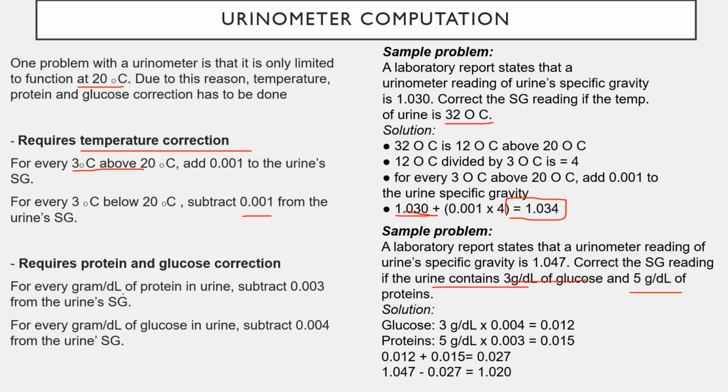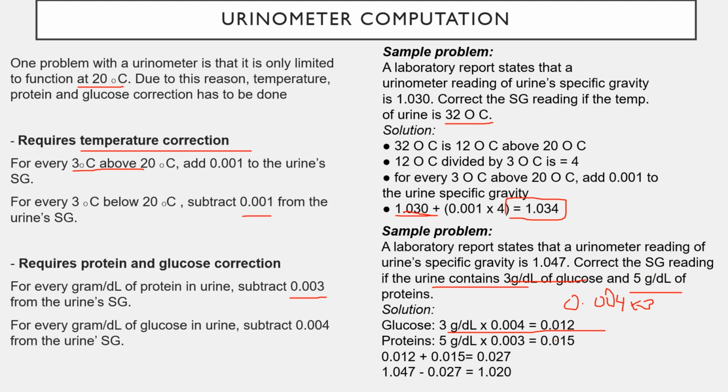So pakitandaan class, again, if there's 1 gram of protein, you need to subtract 0.003. For every gram per dL of glucose, 0.004. So dito, may 3 grams ng glucose. So 0.004 times 3, you get 0.012.